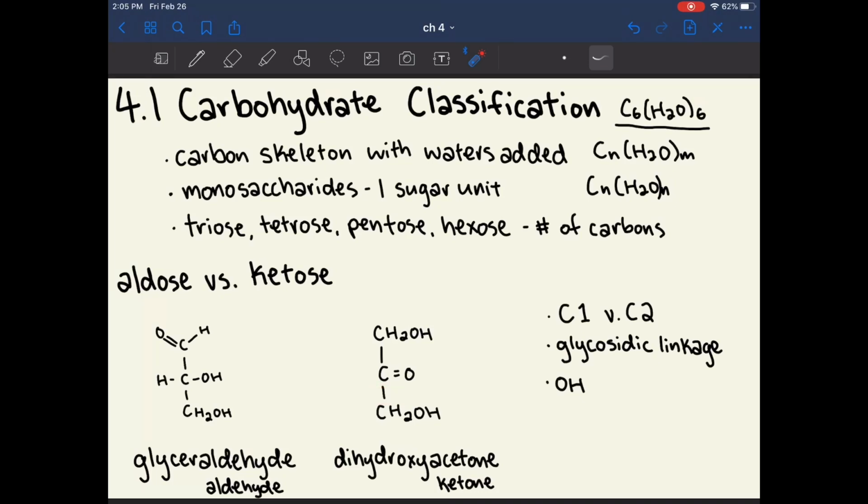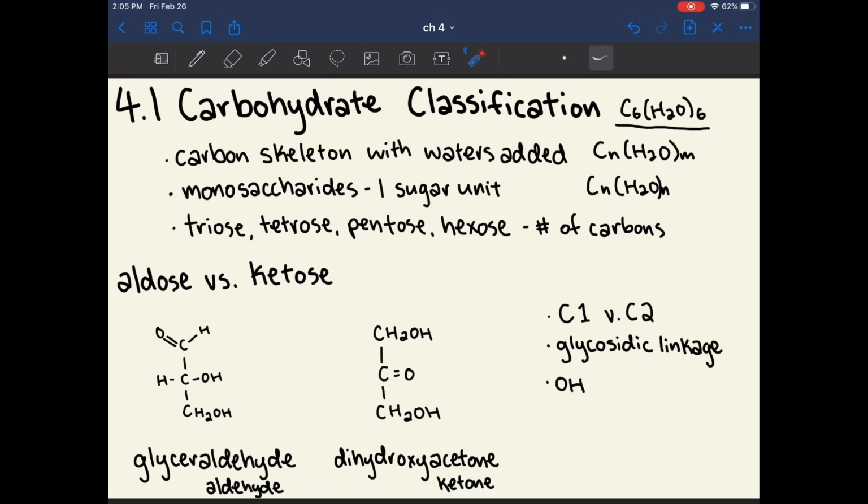These sugars can form what is called a glycosidic linkage, which means the linkage between multiple different units of sugar. When they link through glycosidic linkages, they will no longer be monosaccharides and will instead be disaccharides or polysaccharides. So this kind of linkage always happens at this carbon here, which is the carbonyl carbon. So for a ketose, this always happens at C2, and for an aldose, this always happens at C1.